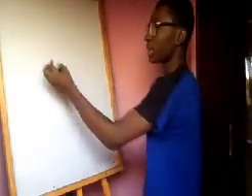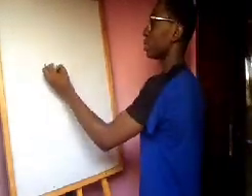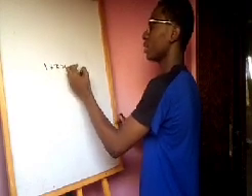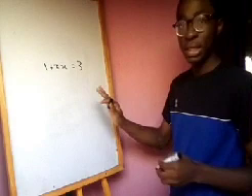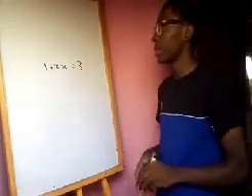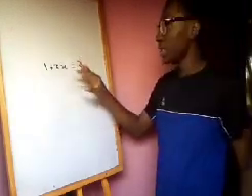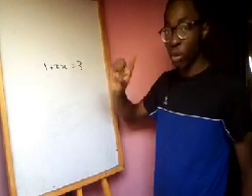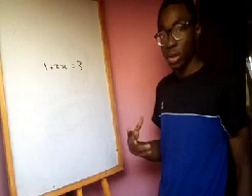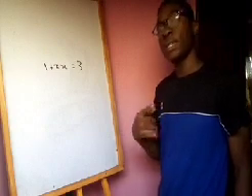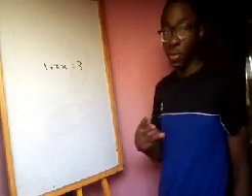Now, this is the equation 1 plus 2x is equals to 3. Now, in this particular equation, this is a linear equation because the highest power of the unknown is 1. So, if the highest power of the unknown is 2, it's called a quadratic equation. Then, if the highest power of the unknown is 3, it's called a cubic equation.